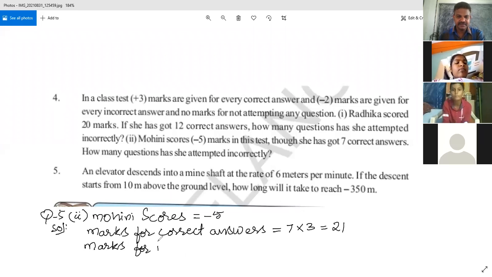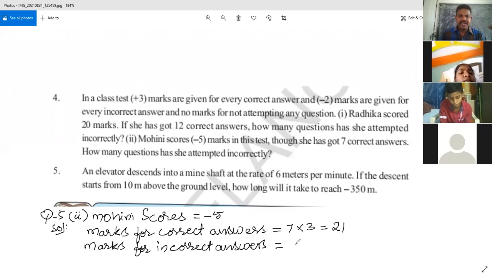Marks for incorrect answers. Yeah, incorrect answers. So how do you know the marks for incorrect answers? You just subtract 21 from how many marks she scored. See, she scored -5 and 21. So to get altogether -5 and -21.